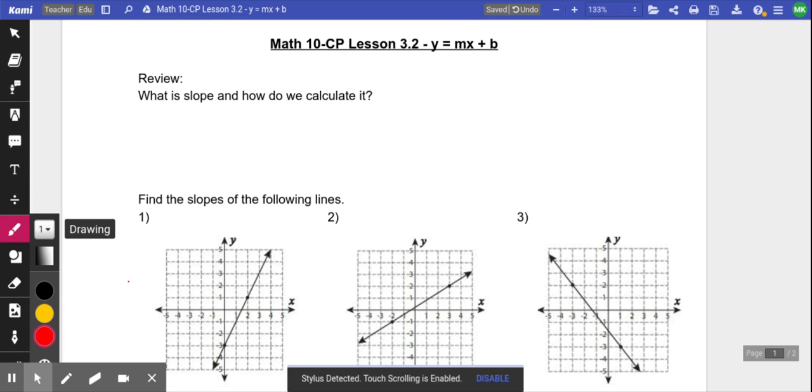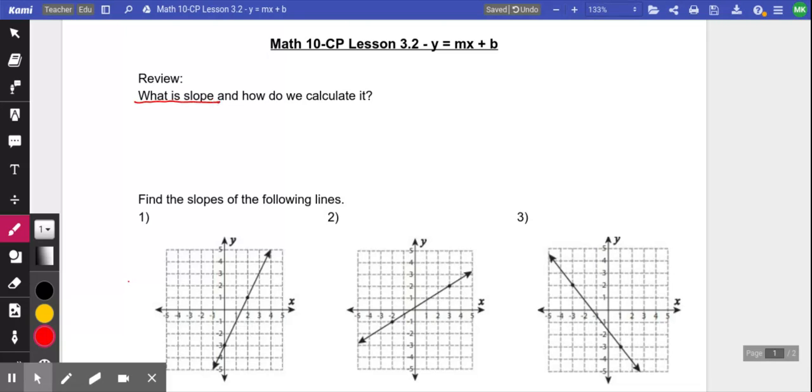All right, welcome to lesson 3.2 for Math 10C Prep. We're going to do a little bit of review before we get started in the new lesson. So first, we're going to review what is slope. Slope is the steepness of something.